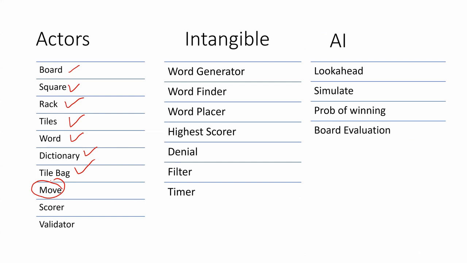Move. Is move a character? What do you think? Can we classify the move as a character? Is there a possibility that a move is a character?